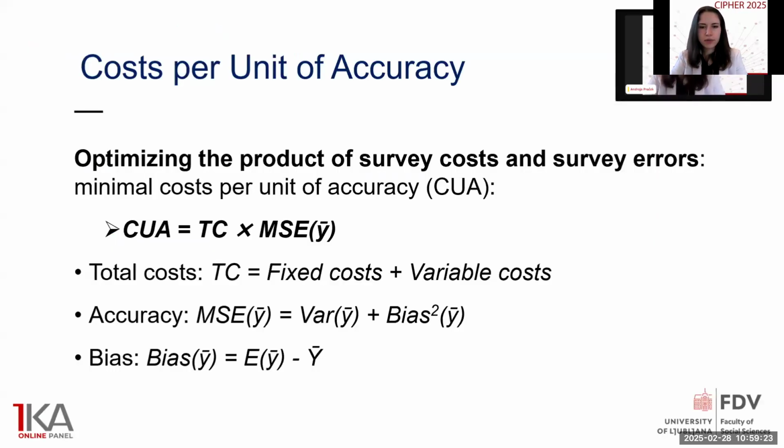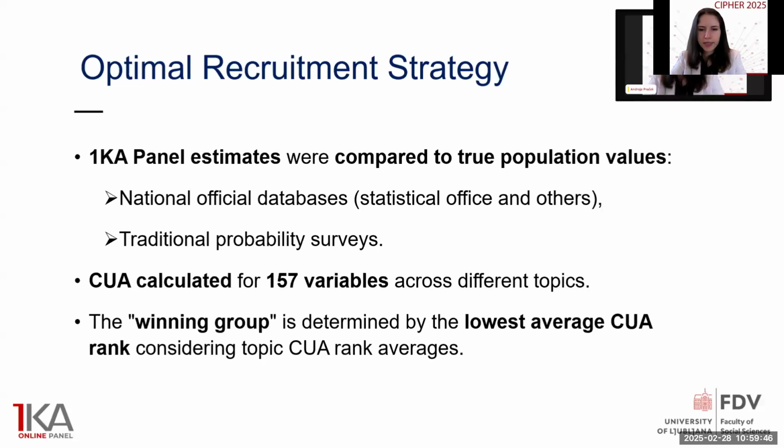But our goal was to optimize the product of survey costs and survey errors. And to do this, we calculated the cost per unit of accuracy, the CUA, where accuracy is measured by the mean squared error, which is the product of variance and squared bias. Next slide. To calculate the biases, 1K panel estimates were compared to true population values from official databases, such as the Statistical Office, and also traditional probability surveys.